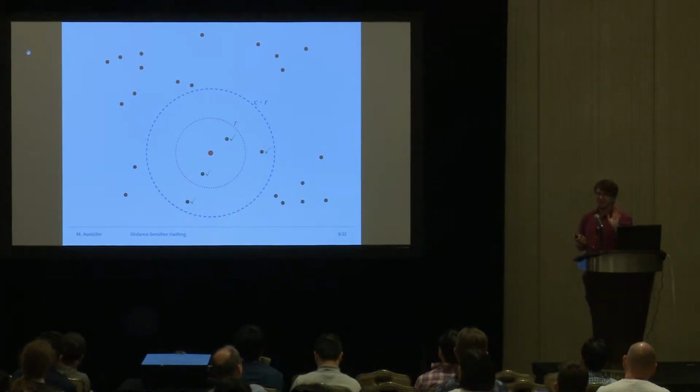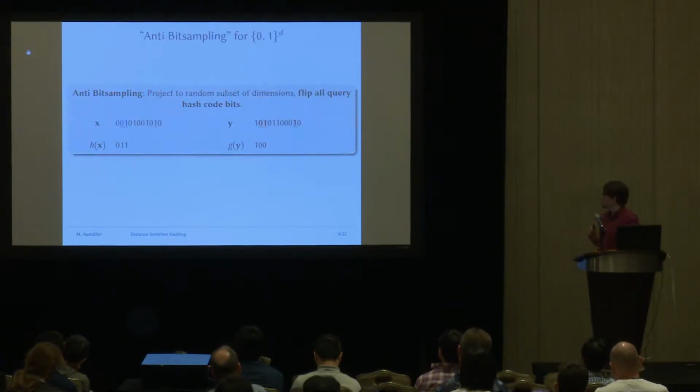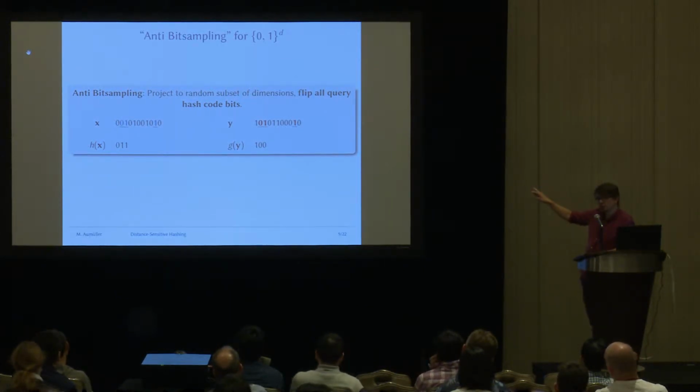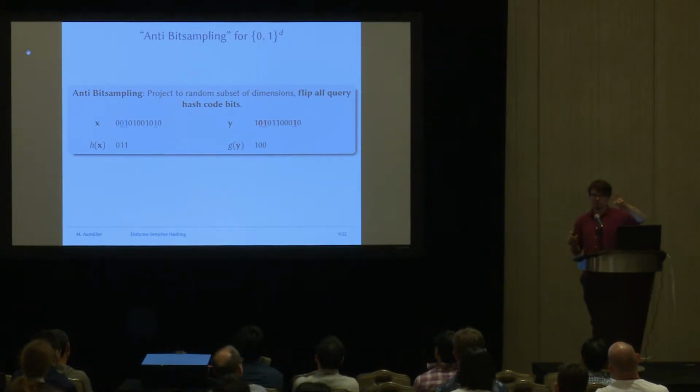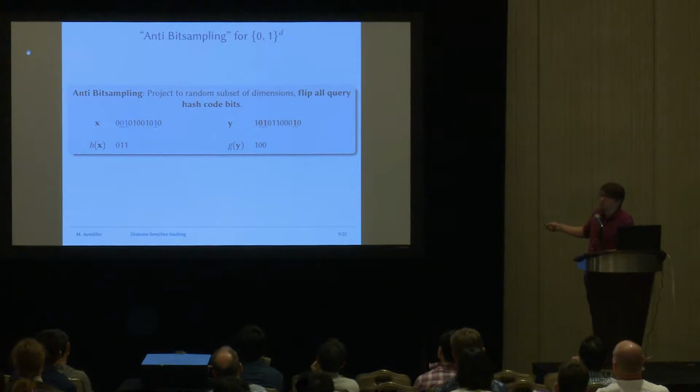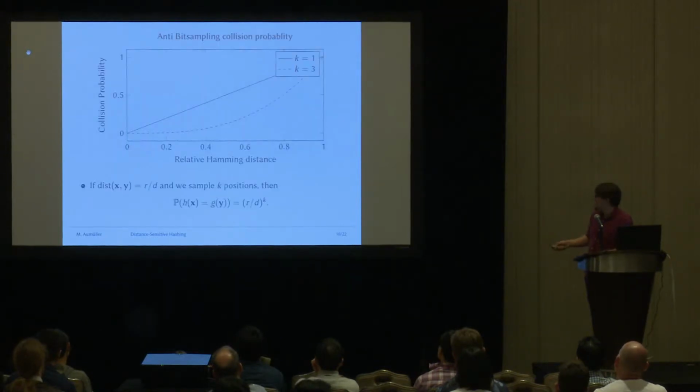Let's look at another hash function. So we have some choice here. We have this H and this G. We can do whatever we want. Let's look at something we call anti-bit sampling, and that is just the original bit sampling approach, but for the query code, we flip all of the bits. So the query hash code is not going to be 0, 1, 1, but it's rather now 1, 0, 0. We flip all of them. Now we can look at the same picture, but now it's like it's mirrored vertically.